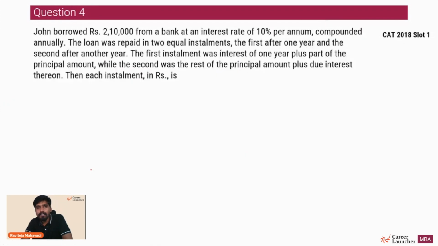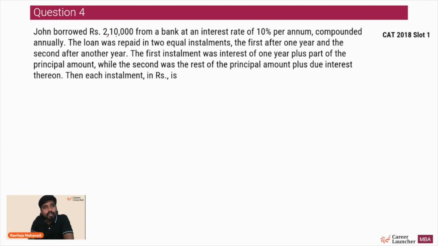All right. Let's take a look at this question. Question 4, CAT 2018 slot 1. This is an installment based question, and many people have a habit of getting scared the moment they see installment. But these are typically easy questions. You need to understand the mechanism of installments. Once you understand that, you will get the answer pretty quickly.